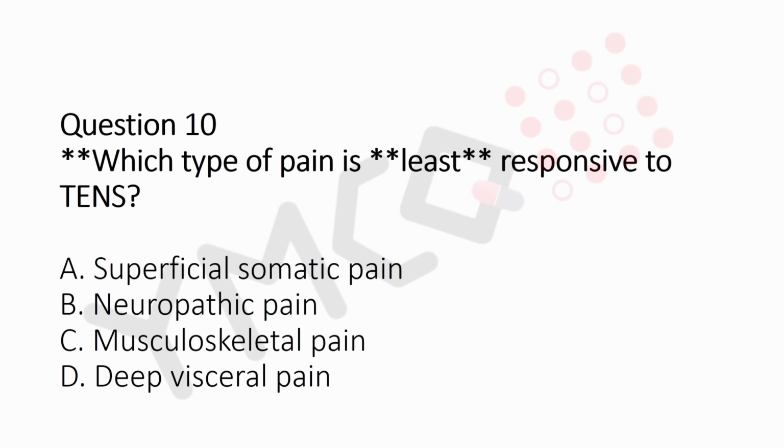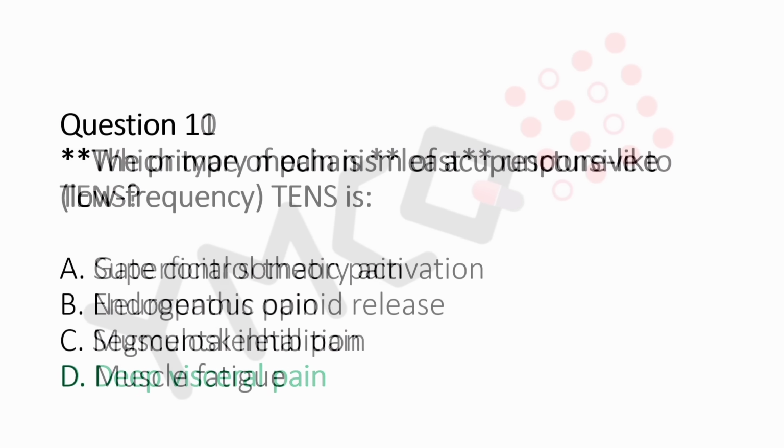Which type of pain is least responsive to TENS? Option A, superficial somatic pain. Option B, neuropathic pain. Option C, musculoskeletal pain. Option D, deep visceral pain. And the answer is option D, deep visceral pain. Now let's move to question number 11.